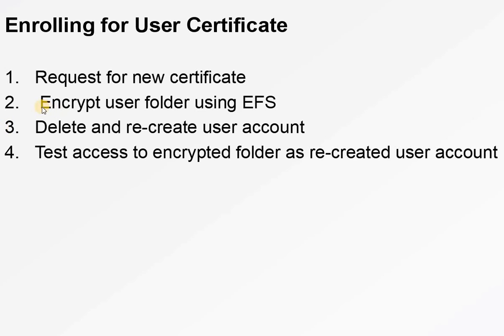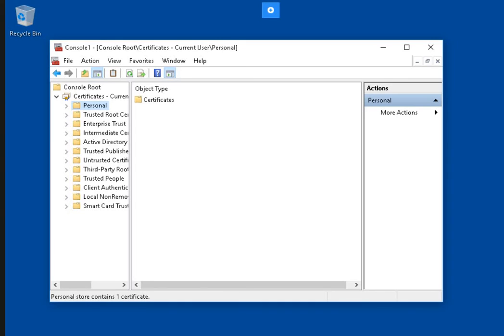So now we have successfully completed the first task, request for new certificates. Now we're going to see encrypt user folder using EFS. So the user has been successfully enrolled for a certificate that can be used for a number of applications like Encrypting File System. So in this task we will encrypt a folder using the certificate that was issued to the domain user. So on the same Windows 10 machine.